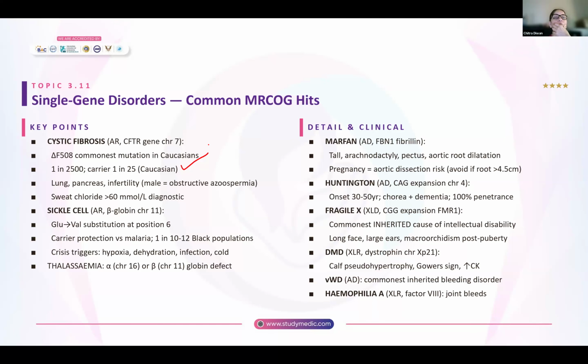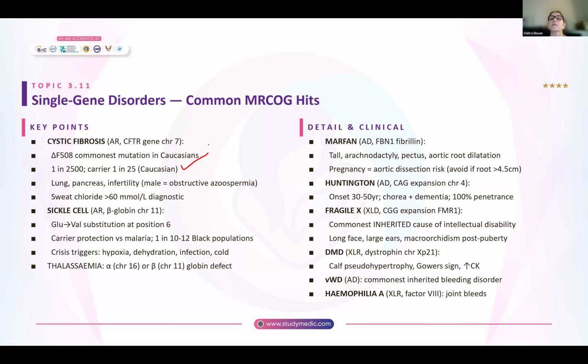In males, they present with infertility because of congenital bilateral absence of the vas deferens, CBAVD as we call it, and there is azoospermia in the male. And other organ systems like lung and pancreas are also affected. For diagnosis, if you do sweat chloride and chloride is more than 60 millimoles per liter, that is diagnostic of cystic fibrosis.